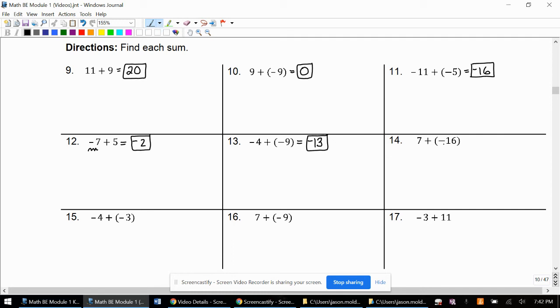14, competing signs. Which one's more dominant or powerful? Definitely this one's going to win. I know it's going to be negative. Now I need to just go to the side and figure out what is 16 minus 7, and it's 9.